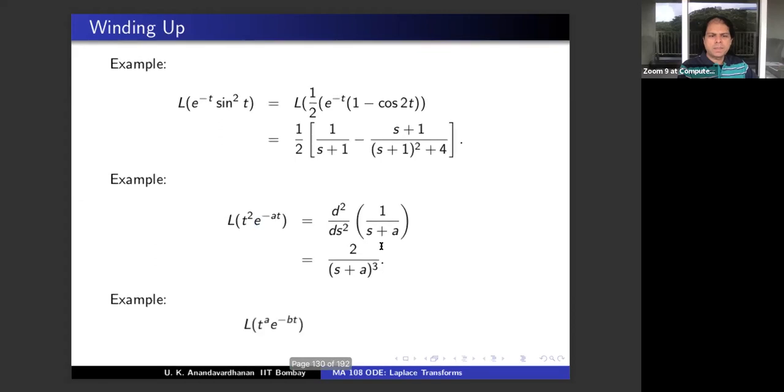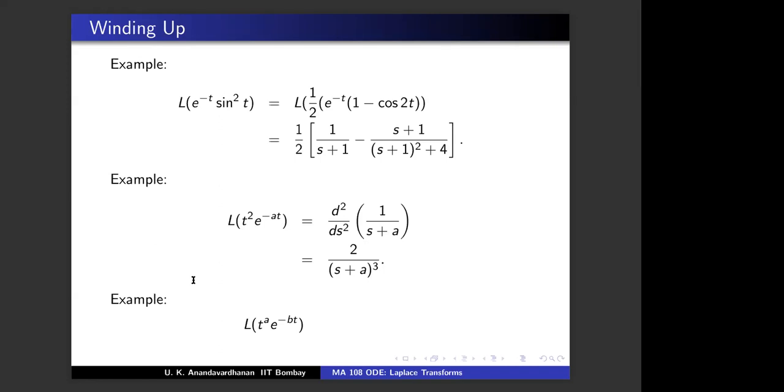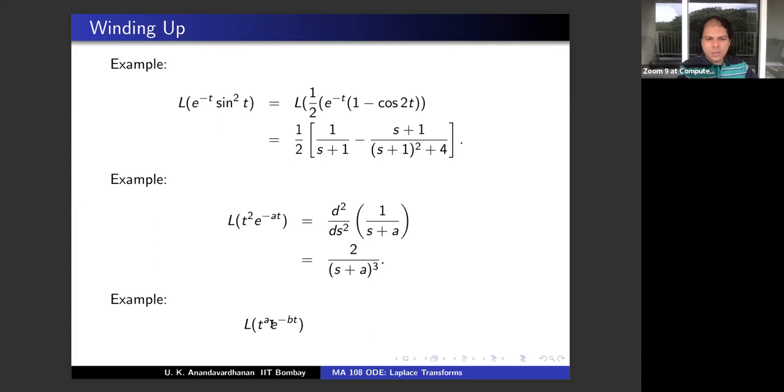Next example, L of t power a e power minus bt. So this is the point. Will you do d by ds a times, or will you use the other method that I said? What is your favorite method now? The other method. Two reasons. One, if a is 1000, you have to differentiate 1000 times, which you don't want to do.